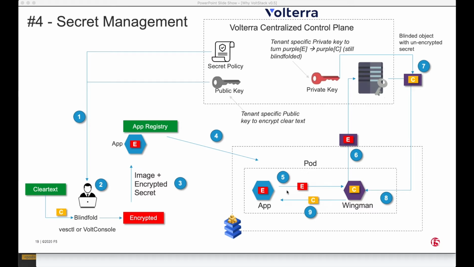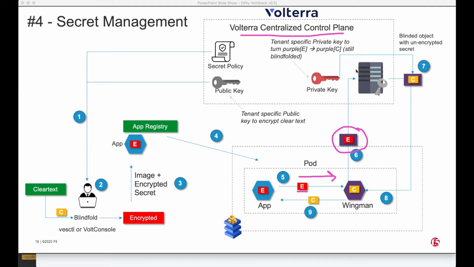In order for the application to read the clear text, it needs to send an API call to the Wingman. Later on, I'm going to show you what that looks like. What happens is that this Wingman will blindfold the encrypted secret. This is the encrypted secret, and it creates a blindfolded type of text, and then it will talk to the Volterra centralized control plane.